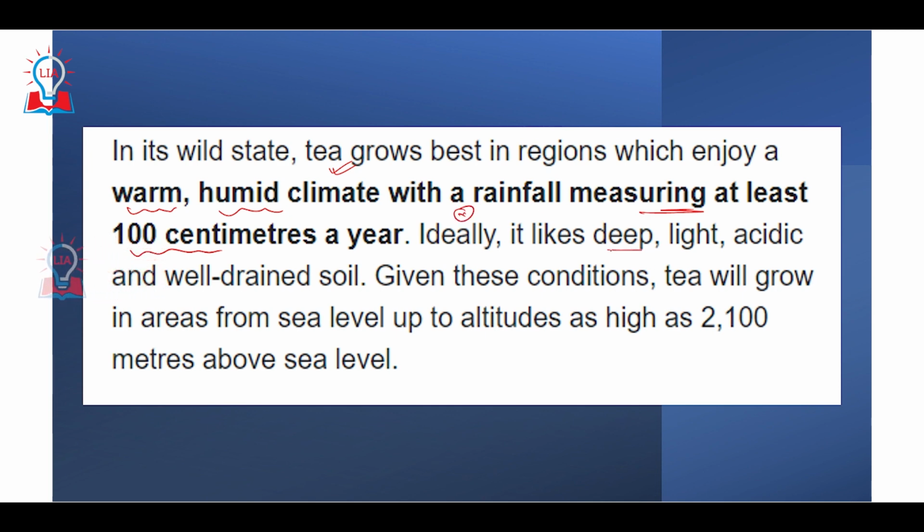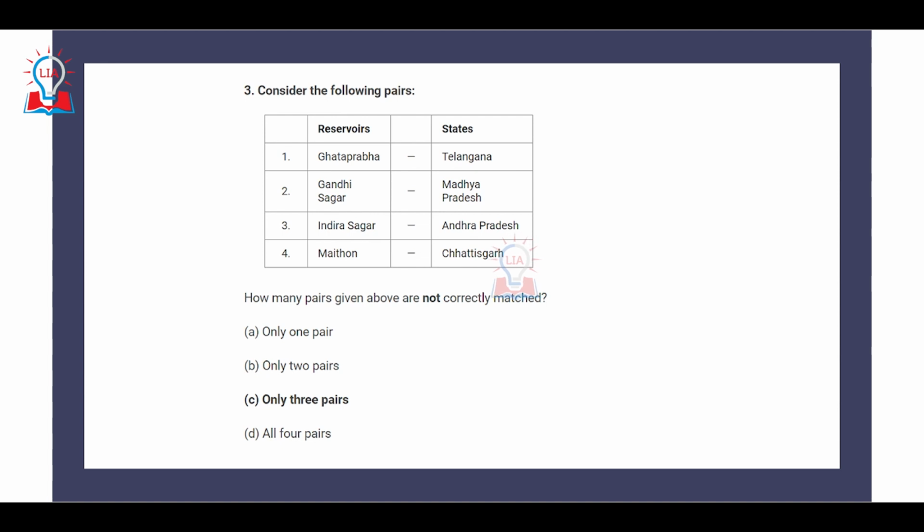Apart from that, in terms of soil conditions, tea requires deep, light, acidic, and well-drained soils. We can say that in those areas where irrigation is quite possible, even if rainfall is less, we can see the growth of tea plantation. So given these conditions, tea will generally grow in areas from sea level up to an altitude as high as 2,200 meters above sea level, and that is why it is largely the Sivalik range and the Himachal range of the Himalaya which is more conducive for the growth of tea.